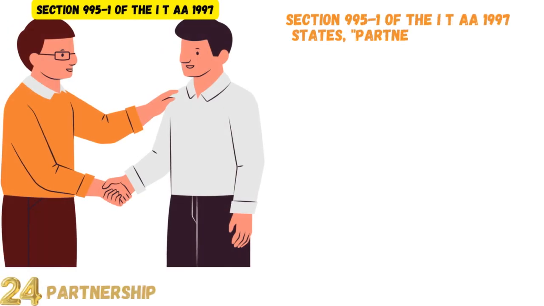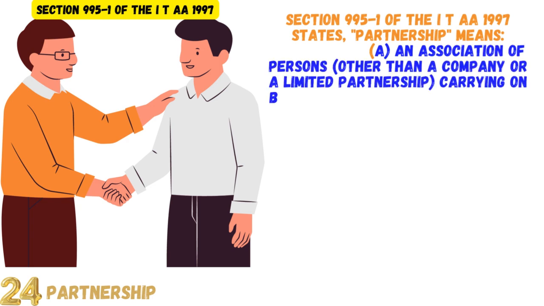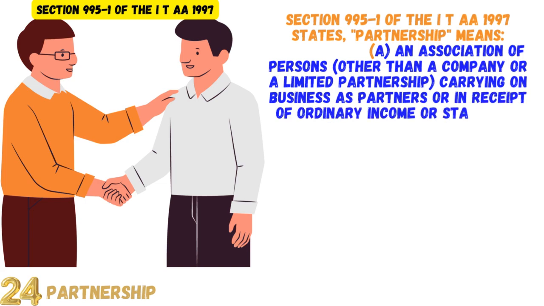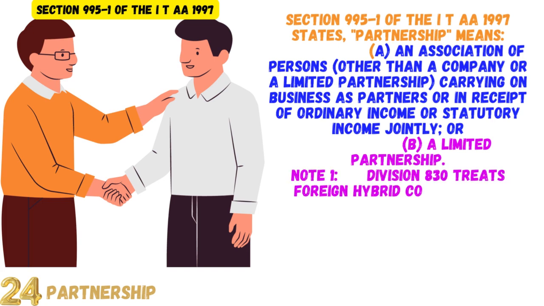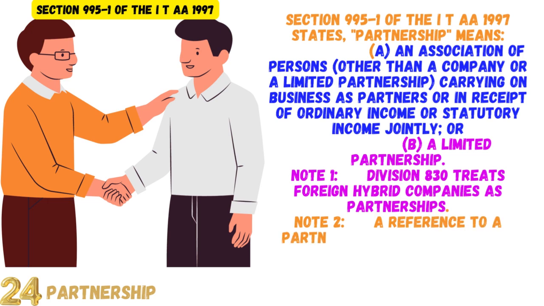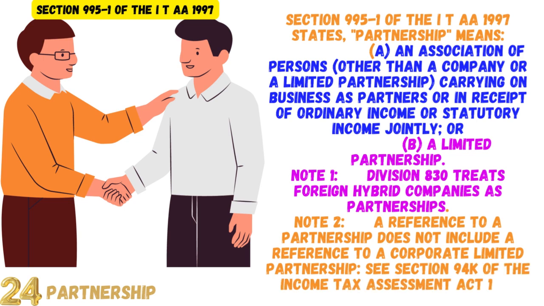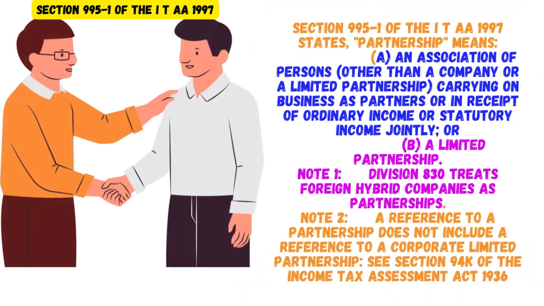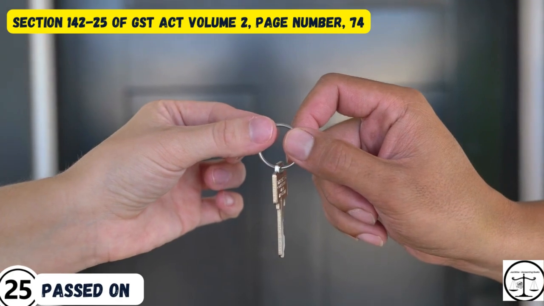Section 995(1) of the ITA 1997 states, partnership means (a) an association of persons, other than a company or a limited partnership, carrying on business as partners or in receipt of ordinary income or statutory income jointly, or (b) a limited partnership. Note 1. Division 830 treats foreign hybrid companies as partnerships. Note 2. A reference to a partnership does not include a reference to a corporate limited partnership. See Section 94K of the Income Tax Assessment Act 1936. Next word. Word number 25.